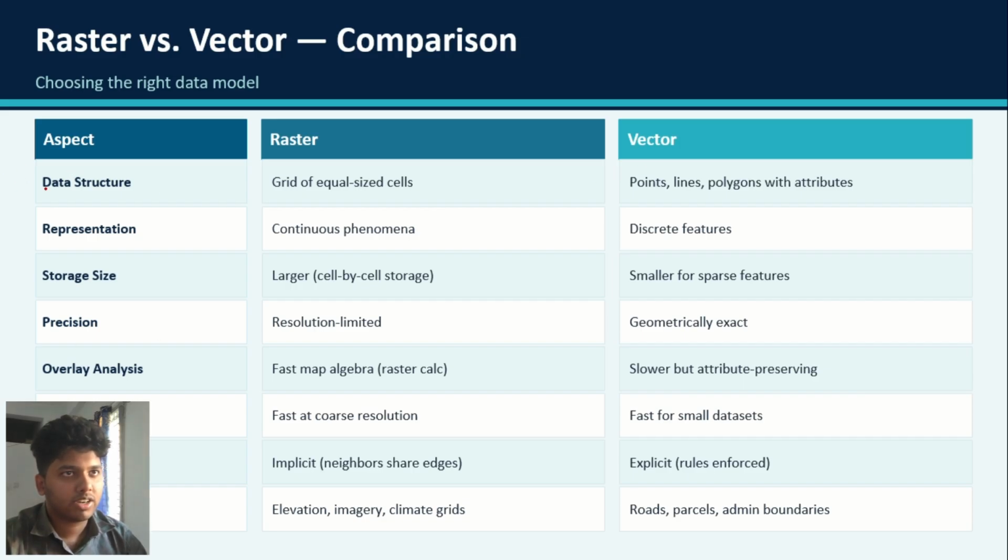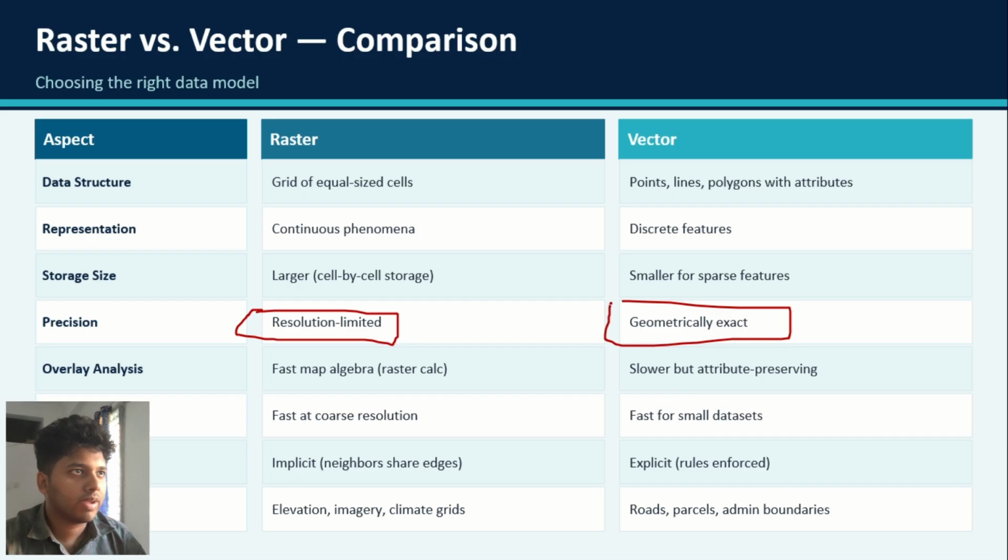The data structure of raster is what we have learned here. The most interesting part is precision. Raster is resolution limited, bound by the resolution limit. We can't just zoom in infinitely and find something detailed. We can do this with vector, which is a geometrically exact format. That's why it is the most used case, just like using PDF in context of a PNG file. So these are the most common attributes we can compare between raster and vector datasets.